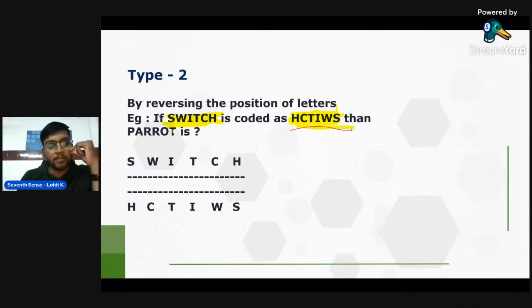As you can see, S they have written last, then W as the second last letter, then I, then T, then C, and then H. So what they are doing here is just taking the reverse order of the original word. So do the same thing for PARROT. What is the reverse of PARROT? T will come first, O next, then R, then R, then A, and then P.